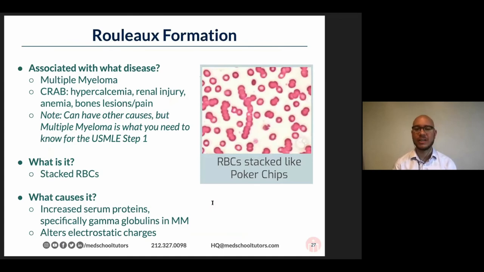The key association, the thing you need to know, is the association with multiple myeloma. And in case understanding why this happens helps it stick in your memory, I'll just point out that it's an enormous amount of protein in the blood. And as we know, proteins are made of amino acids, which have positive and negative charges. And when you have so many of these proteins around with all of these charged side chains, that alters the electrostatic charges. It alters the way the red blood cell membranes are associating with one another. And for that reason, it can lead to the formation of these Rouleaux, the so-called poker chips.